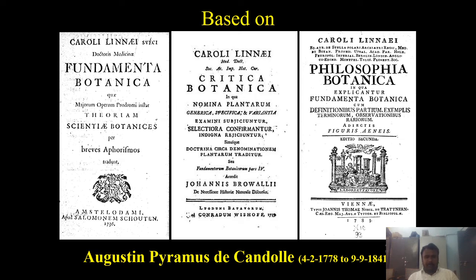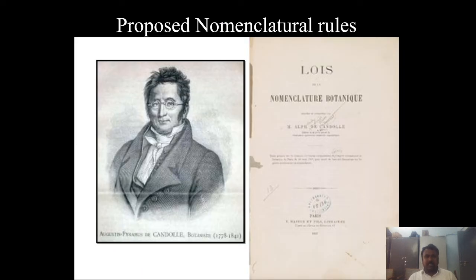There was a scientist called A.P. de Candolle, Augustin Pyramus de Candolle, who was born in 1778 and died in 1841. He proposed some rules and regulations of nomenclature based on Linnaeus's books, that is Fundamenta Botanica, Critica Botanica, and Philosophia Botanica. Based on these three books, he proposed some rules and regulations. They are called nomenclatural rules, proposed in a book, Lois de la nomenclature botanique, which means the laws of botanical nomenclature.